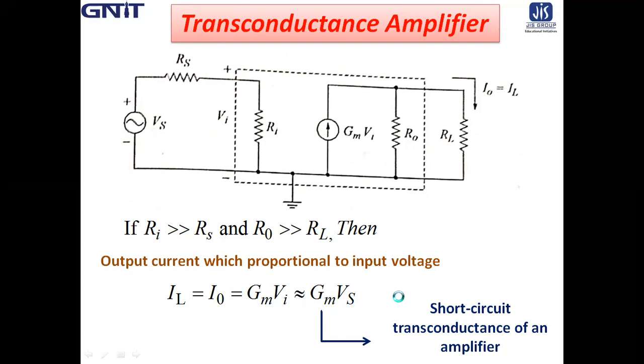where Gm is called the short circuit transconductance of an amplifier, which is denoted as Gm equal to IL, or whatever, say I0 by Vi or I0 by Vs. Short circuit means whenever RL is 0. So Gm is the ratio of I0 by Vs for RL equal to 0. So this is the transconductance amplifier.